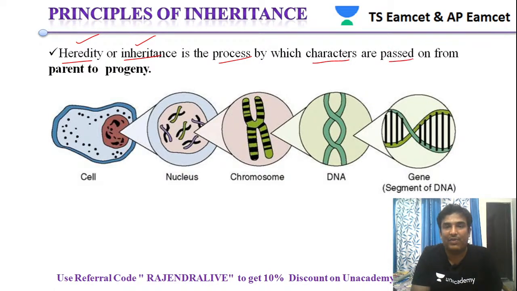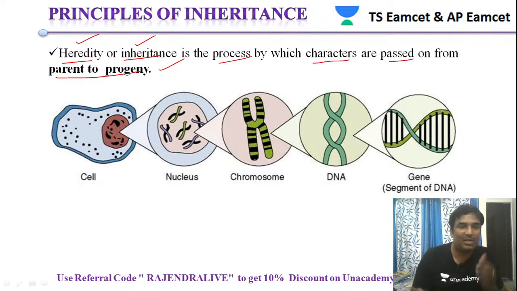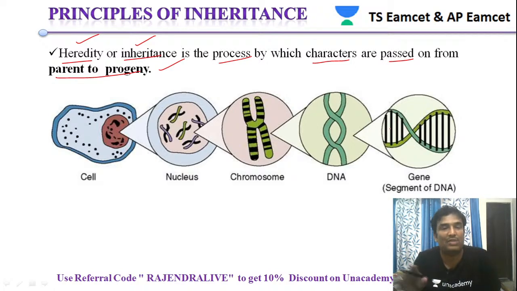Characters are passed from parents to the progeny. So heredity, or inheritance, is the process by which characters are passed from parents to the offspring. How are they passed from one generation to another? As we have seen, through meiotic division, due to crossing over.